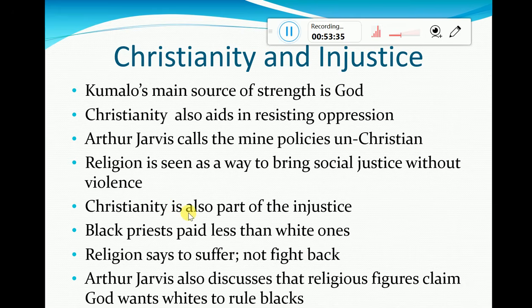Christianity is also part of the injustice. Black priests are paid less than white ones. And then religion also says to suffer, not fight back. Arthur Jarvis also discusses that religious figures claim God wants white people to rule over black people.